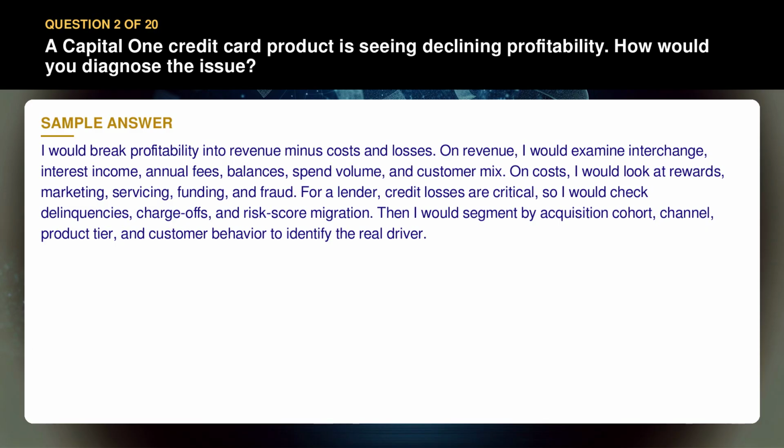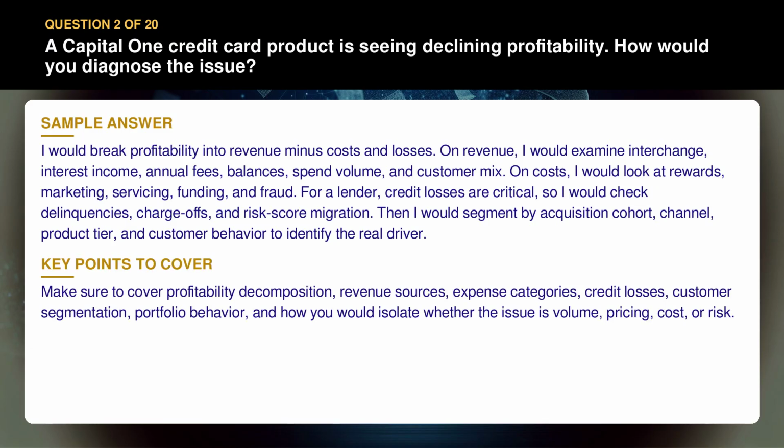For a lender, credit losses are critical, so I would check delinquencies, charge-offs, and risk score migration. Then I would segment by acquisition cohort, channel, product tier, and customer behavior to identify the real driver. Make sure to cover profitability decomposition, revenue sources, expense categories, credit losses, customer segmentation, portfolio behavior, and how you would isolate whether the issue is volume, pricing, cost, or risk.